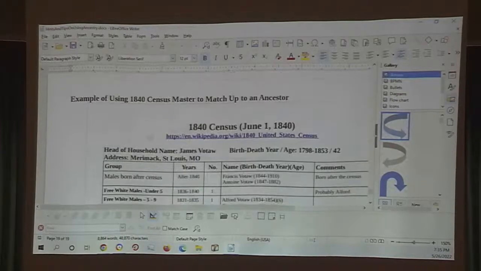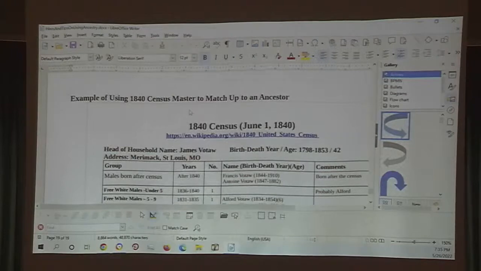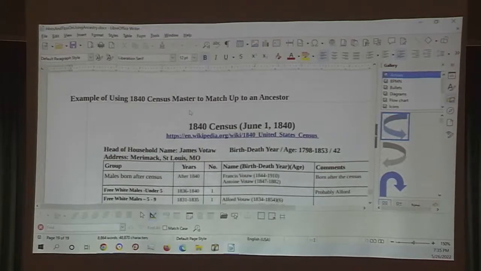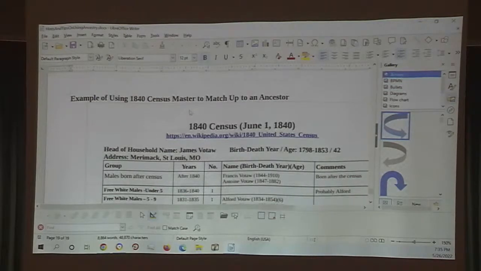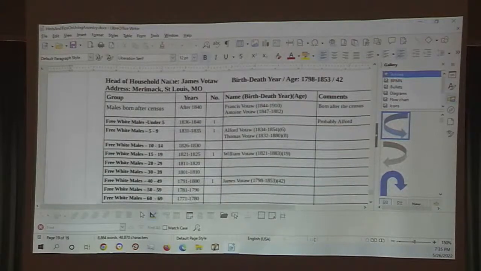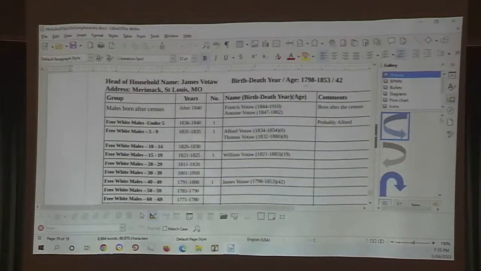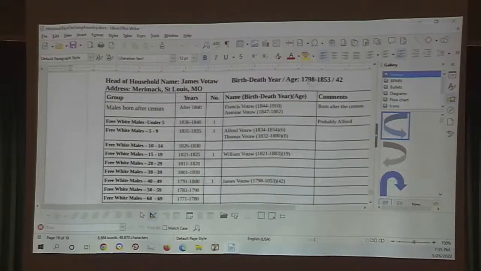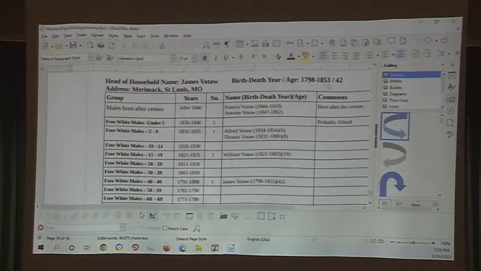So this is an example of an 1840 census master that I created. I took the data that they gathered for the 1840 census, and I created a Word file that allows you to go back. You find the 1840 census for James Votaw, and it said, okay, and these columns are what's on the census. It says, okay, he was the head of household, and I put down that he was 1798 to 1853.